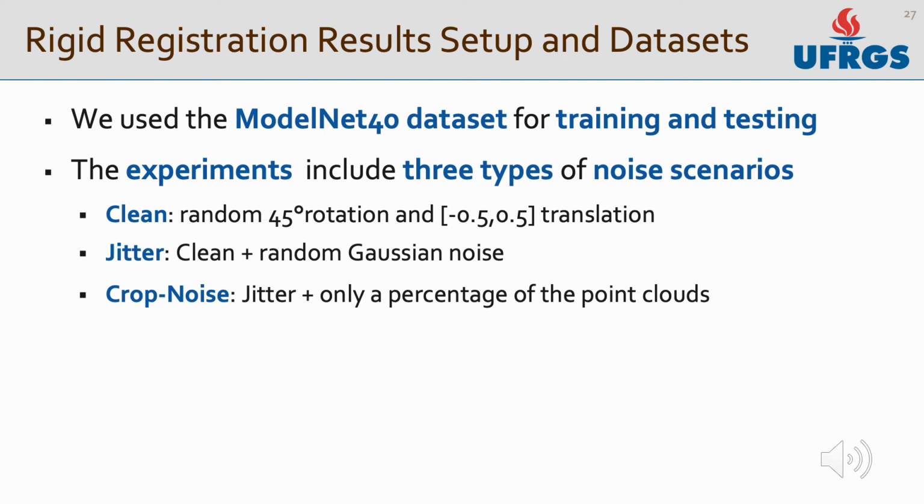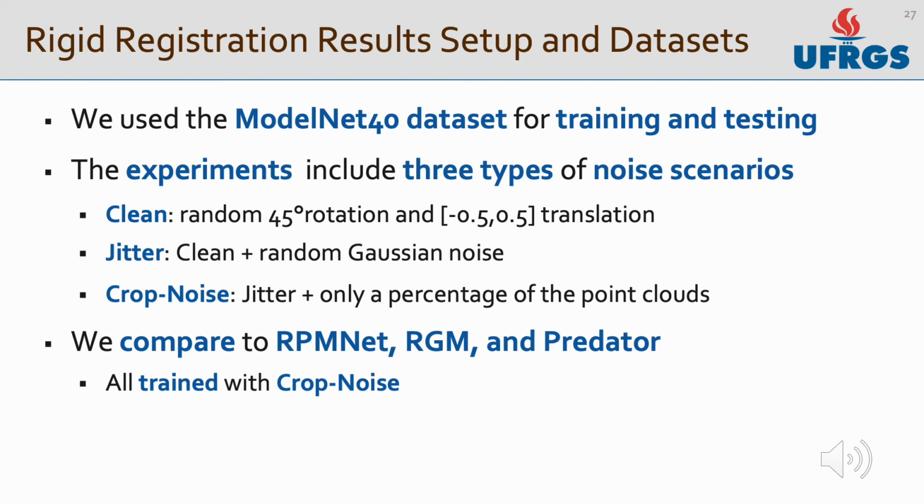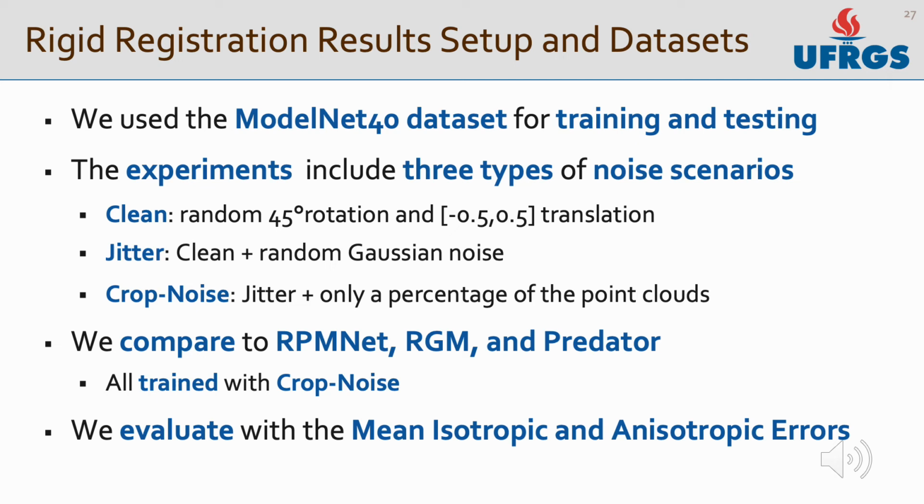For the experiments with rigid registration, we have three scenarios: clean, jitter, and crop jitter. We compare against state-of-the-art techniques all trained on the ModelNet dataset with crop noise. We adopted the metrics already employed by related techniques. The isotropic error takes the angular difference for rotation and Euclidean distance for translation. The anisotropic error takes the average difference of the Euler angles and coordinates.